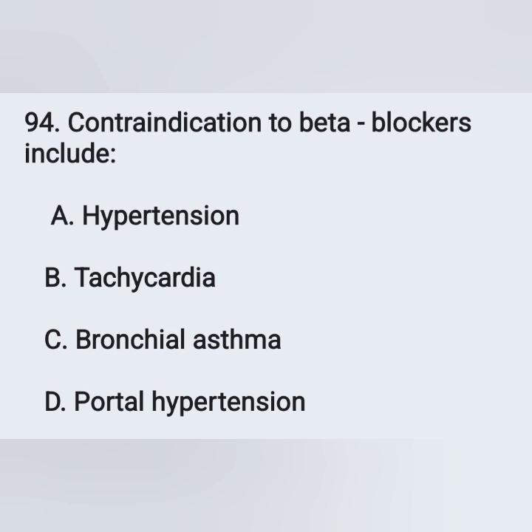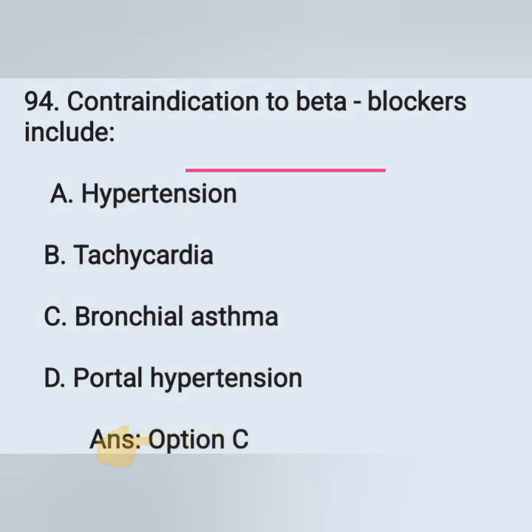Move on to the next question. Contraindication to beta blockers include, options. Option A, hypertension. Option B, tachycardia. Option C, bronchial asthma. Option D, portal hypertension. In which condition are we not giving beta blockers to the patient? It is bronchial asthma. Option C is the correct answer, because it can cause bronchospasm or bronchoconstriction. So we are not administering beta blockers to a patient with bronchial asthma.